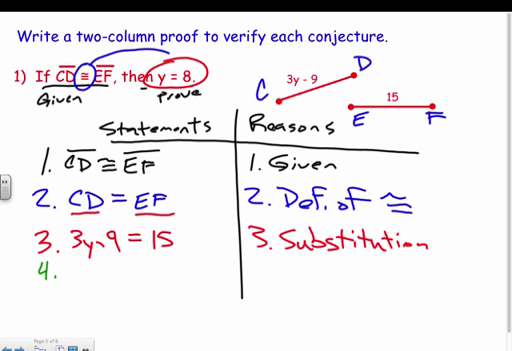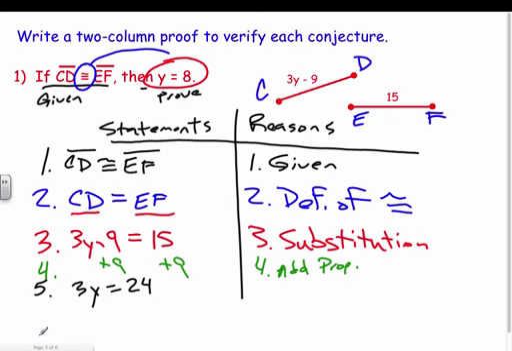So step 4, now it's my algebra. So I got to add 9 to both sides. That's my addition property. And then we got to substitute in, see what it looks like. So 3y equals 24 now. And we said that's substitution property. And then we got to divide by 3.